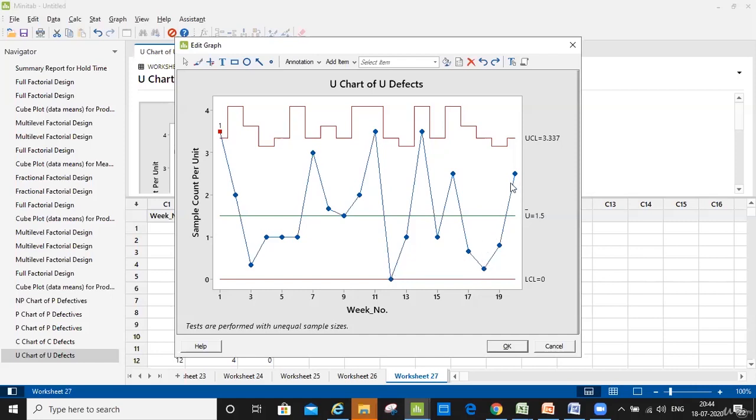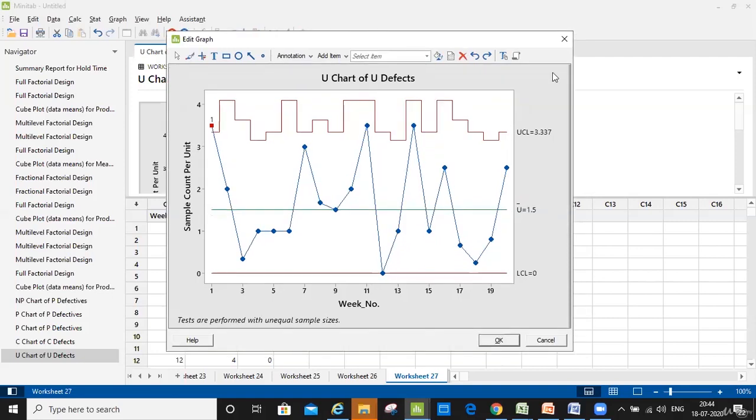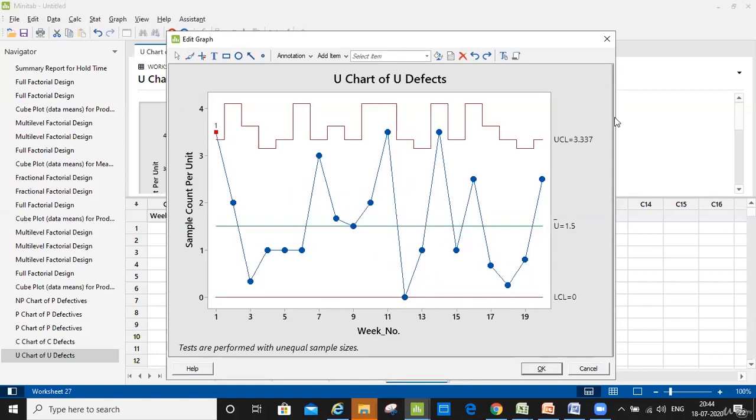There is a peak here. So this U chart is telling me what the data points are which are outside the control limit and what the data points are which are within the control limits. So the interpretation of all the charts remains the same. It's the upper control limit and the lower control limit that we have to consider.